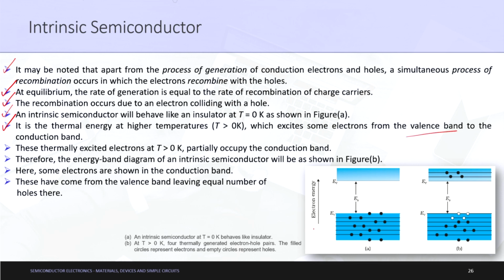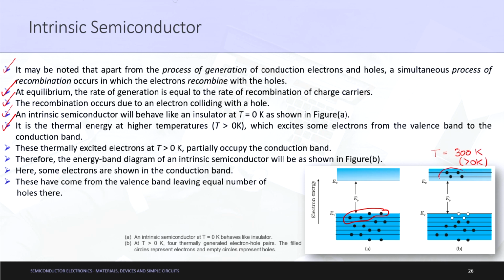Fine. So, it is thermal energy at higher temperatures, T greater than 0 kelvins, which excites some electrons from the valence band, please remember this is your valence band, to the conduction band, this is your conduction band. These thermally excited electrons at T greater than 0 kelvins partially occupy the conduction band, as you can see here. So, let us say we are talking about 300 kelvins. As 300 kelvins is greater than 0 kelvins, some electrons from the valence band, due to the thermal energy obtained, get excited and move from the valence band to the conduction band.